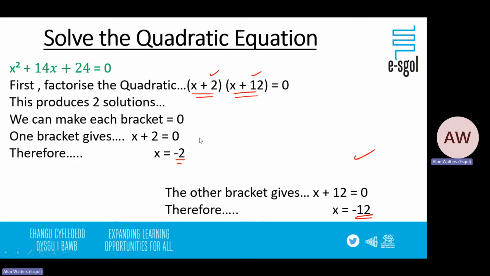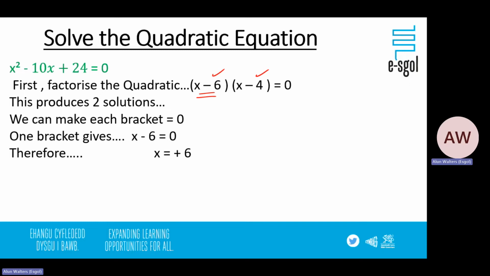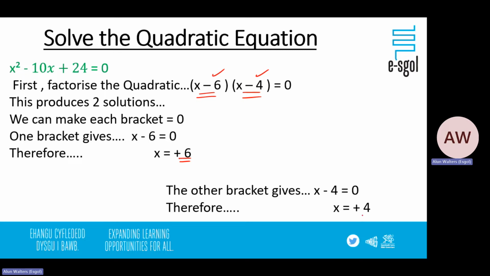Okay, a second question. Okay, so I've gone ahead and factorized that, which we should do from above. So I make the first bracket equal to 0 because whatever this is, if this is 0, this could be a million. Anything times 0 is 0. So if I make that first bracket equal to 0, I end up with x is 6. If I make the second bracket equal to 0, I've got x is 4. So I've got 2 solutions.